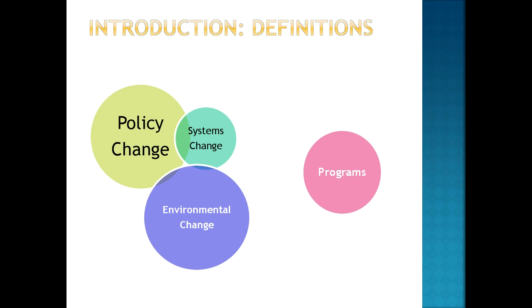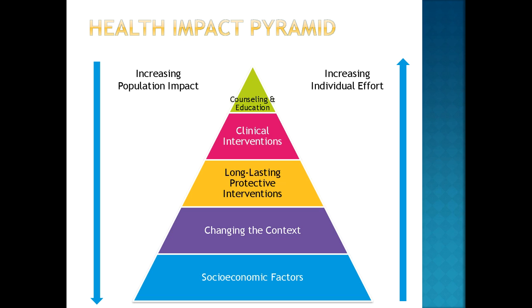Programs, as we'll talk about later on, play an important role. As you'll see, we focus with the We Thrive initiative a lot on those policy, systems, and environmental changes. This slide shows the health impact pyramid, an important place for us to start to show why we do what we do.